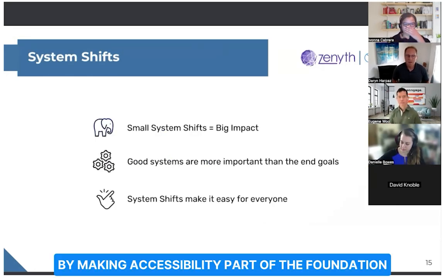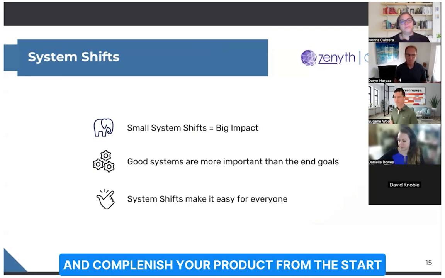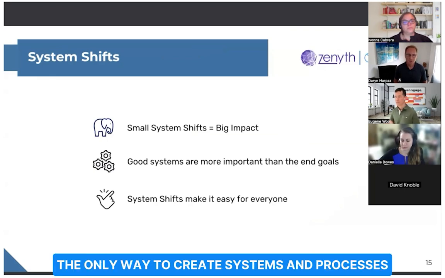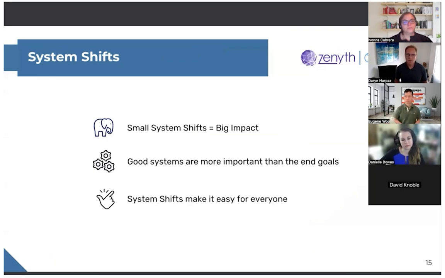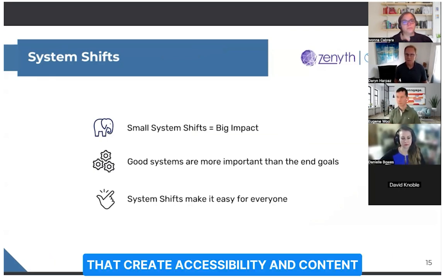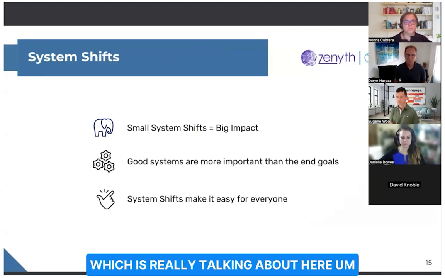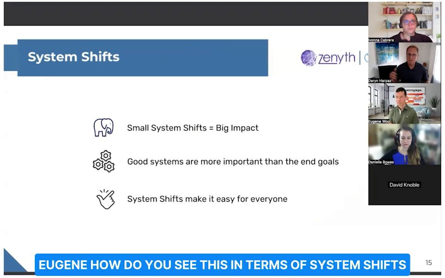Look, honestly, by making accessibility part of the foundation, you create more inclusive and compliant digital products from the start. And this is really, we feel, the only way to create systems and processes that create accessibility in content, but that can do it at scale, which is really what we're talking about here. Eugene, how do you see this in terms of system shifts?